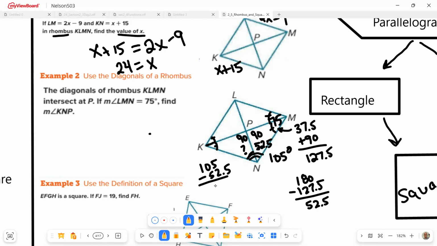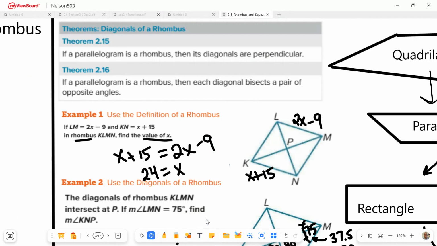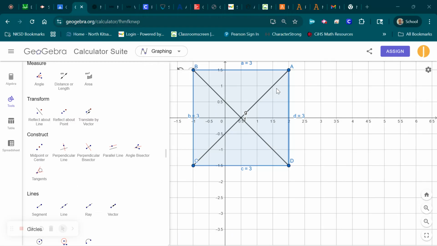Geez. Where are we at now? What did I just do? Oh, I'm doing this right here. That's 52.5. Oh, so this angle down here is also being bisected. Okay, so that's 52.5. Let's go back and look at our information about the diagonals bisecting one pair of angles. It says, rhombus, the diagonals bisect a pair of opposite angles. Let's go back and look at that real quick, okay?